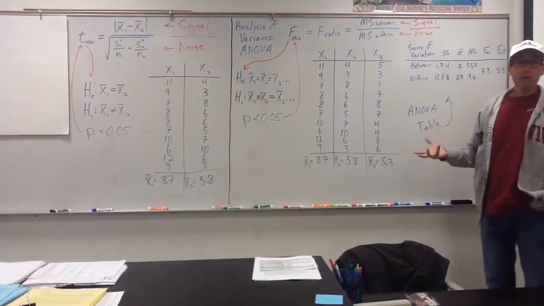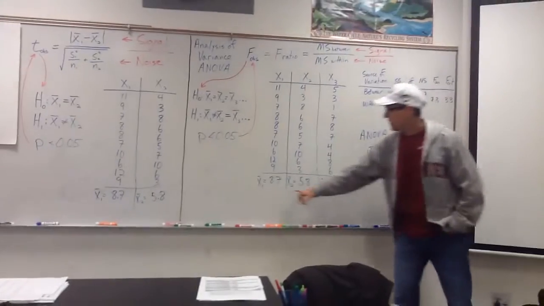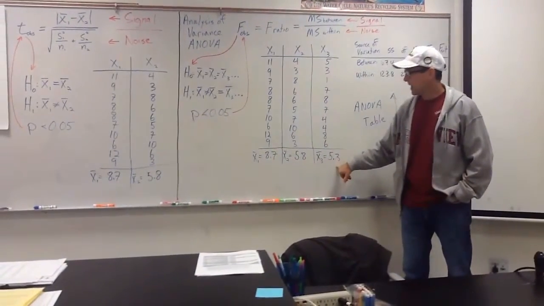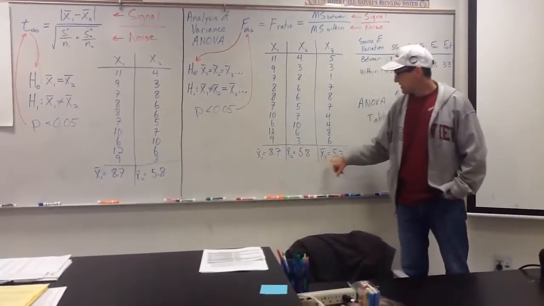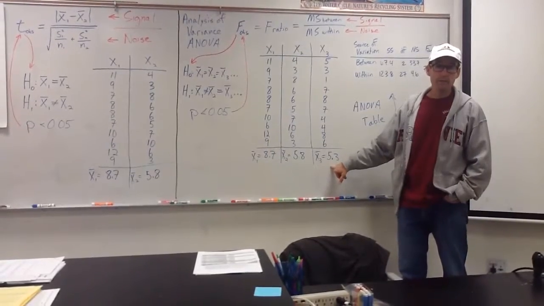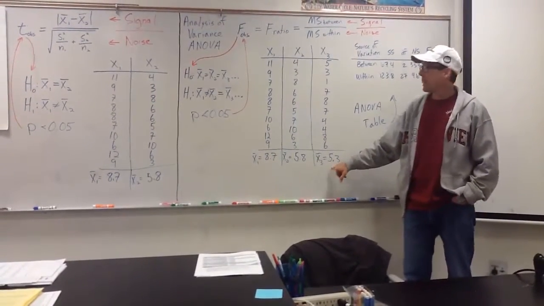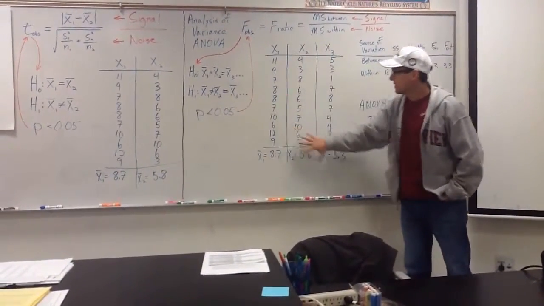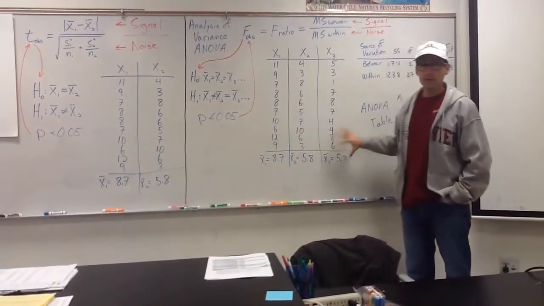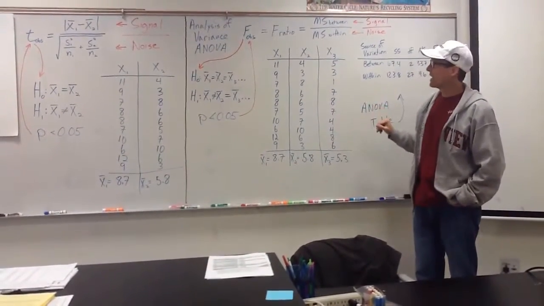It's a little more complicated, because now I have three means that I'm comparing, so generating the signal for these three means is a little bit more complicated. And generating the noise, all the variance within all the measurements, is more complicated.